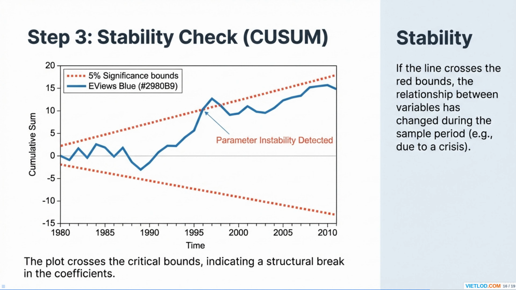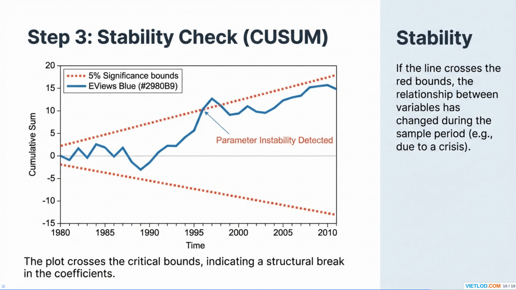This slide details step 3 of our diagnostic process, a stability check using the QSUM test. The cumulative sum, or QSUM, test is vital for determining if the parameters of our regression model have remained constant throughout the entire sample period. Here, we see a plot of the cumulative sum of recursive residuals, which is the blue line, against time, ranging from 1980 to 2010. The red dotted lines represent the 5% significance bounds.